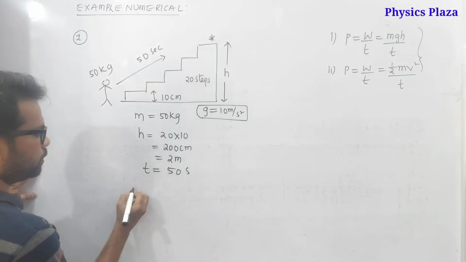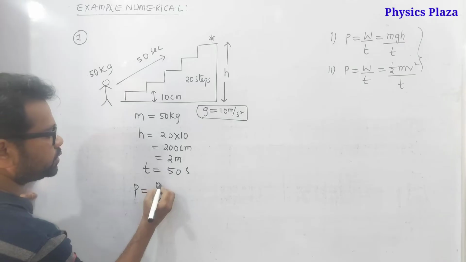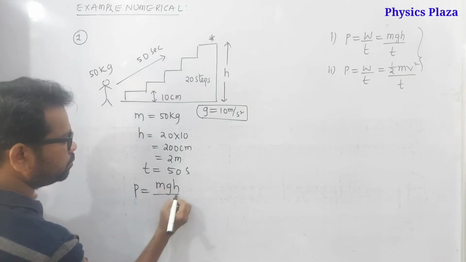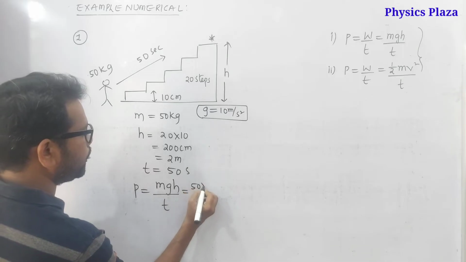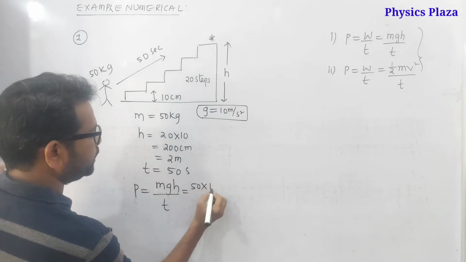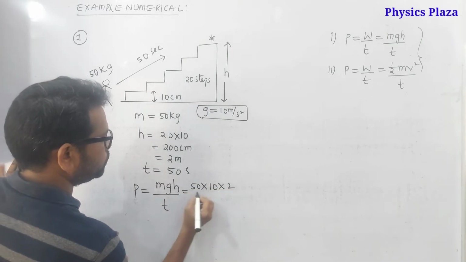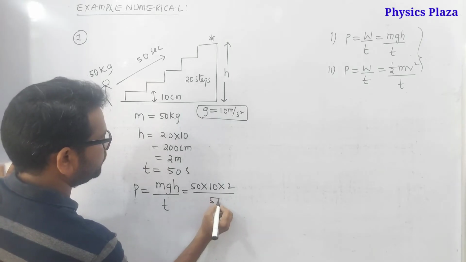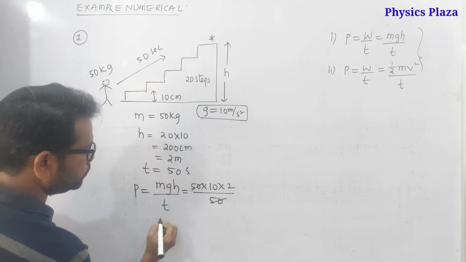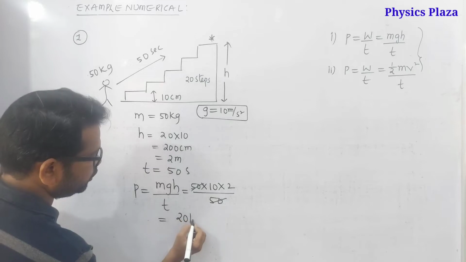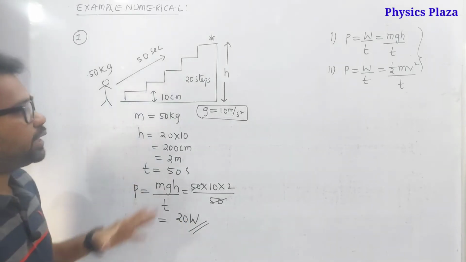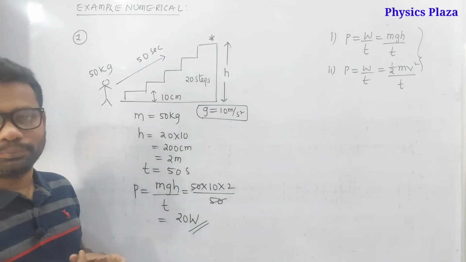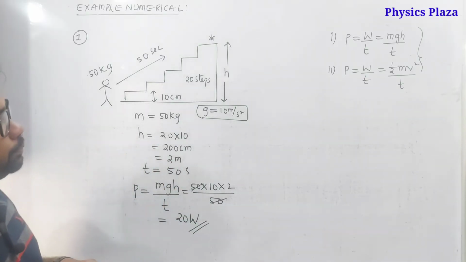So here power is equal to, children, we should use the mgh by t formula. So here m is what? 50 into g is 10, h is 2, by 50 seconds. 50 cancels. 10 into 2 is 20. So this is 20 watts. So children, this is how we can calculate the power. Is it clear? Just copy it.